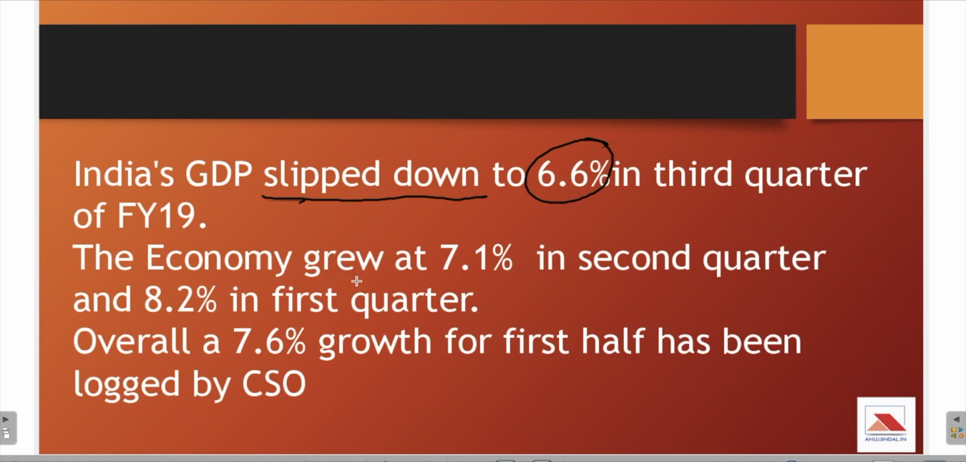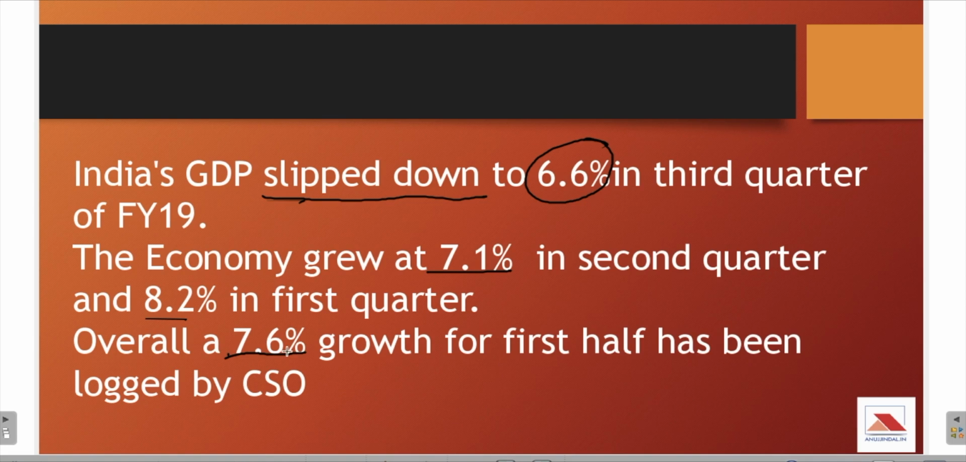Now the economy grew at 7.1% in the second quarter. Going back, the second quarter was from July to September, and the growth rate was 7.1%, and in the first quarter, from April to June, the growth rate was 8.2%. So clearly you can see that 8.2% and 7.1% were higher figures. So it has fallen in the third quarter. Overall, a 7.6% growth for the first half, meaning the first six months or first two quarters, has been lodged by CSO, which is quite a good number for our economy.